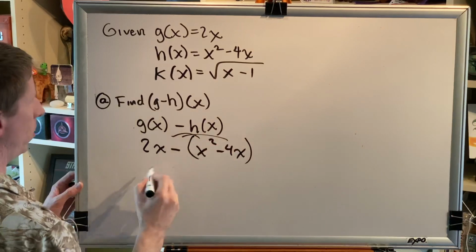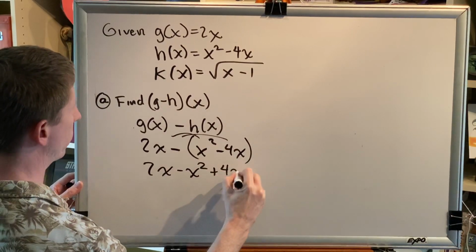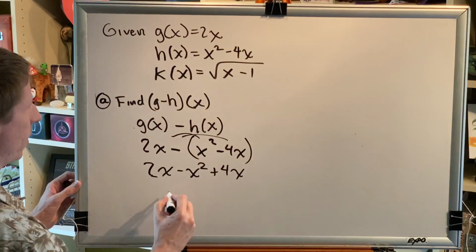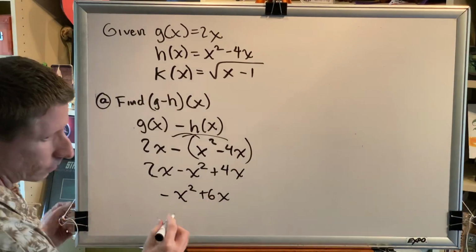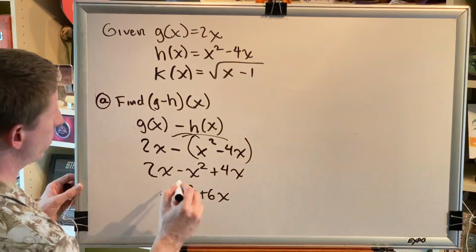We'll now distribute, and we get 2x minus x squared plus 4x. Combining your like terms and putting terms in descending order, negative x squared plus 6x. This is our final answer.